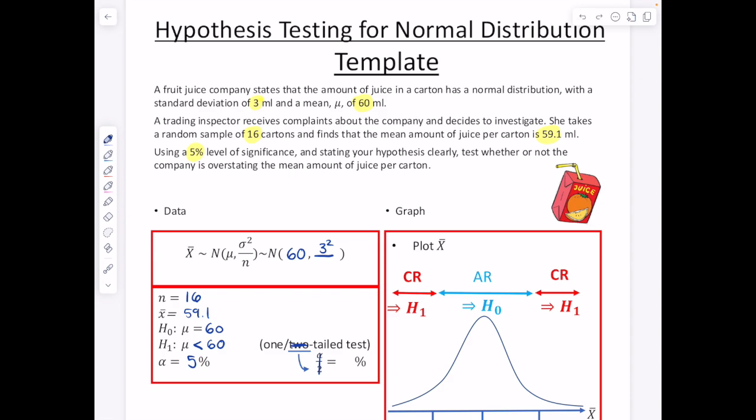Okay, have a quick check. Have we completed everything here? Not quite, I can see there's something missing. So N is 16. Let's pop that in. Once it's complete, you can go on to the next step, which is the graph.